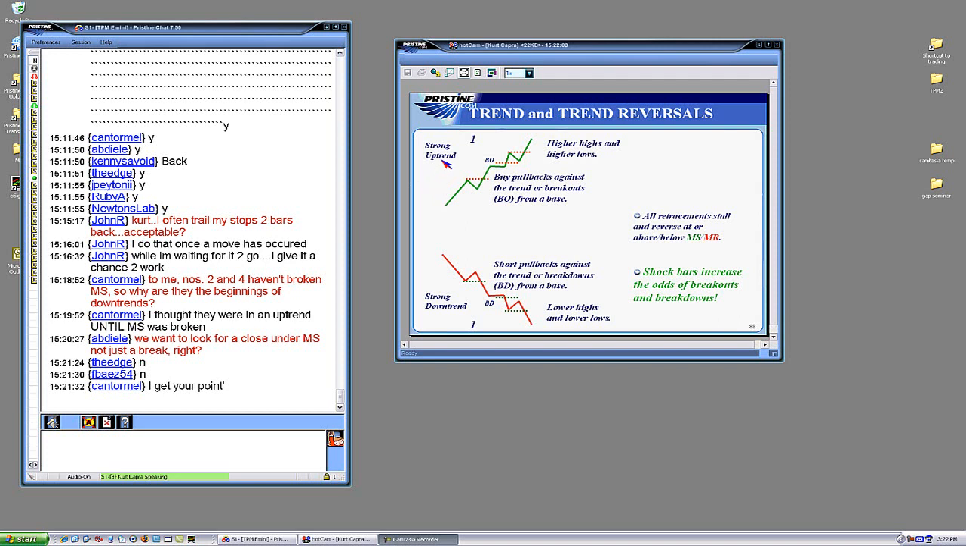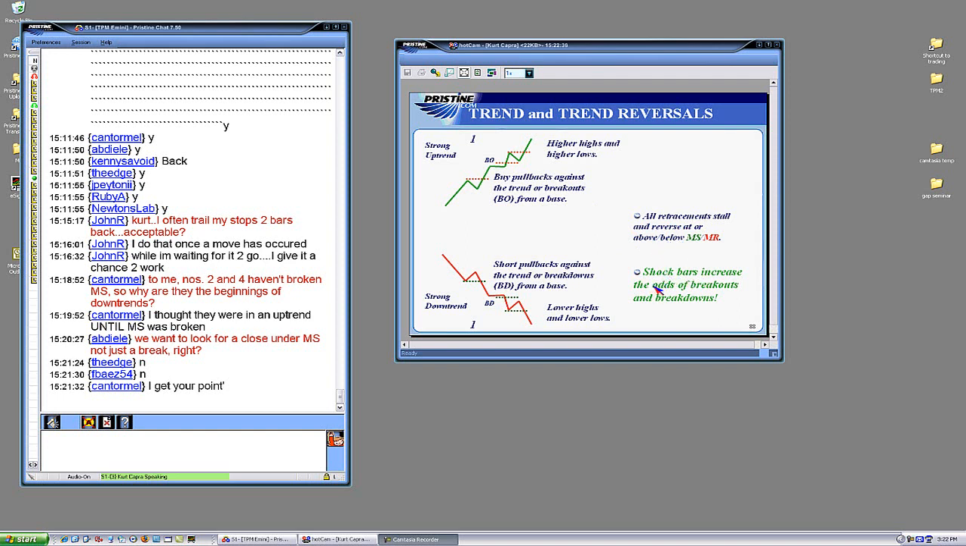So here we have strong uptrend, strong downtrend. We're buying pullbacks and breakouts, expecting that we're going to see continued follow-through. Right? We're shorting retracements and breakdowns in a downtrend, expecting follow-through. All retracements stall and reverse at or above, or below, depending on which one we're talking about, major support or major resistance.